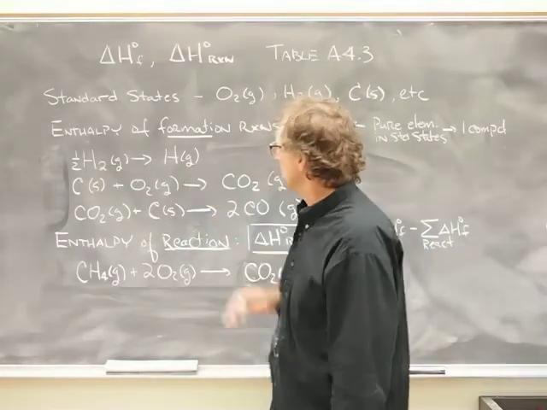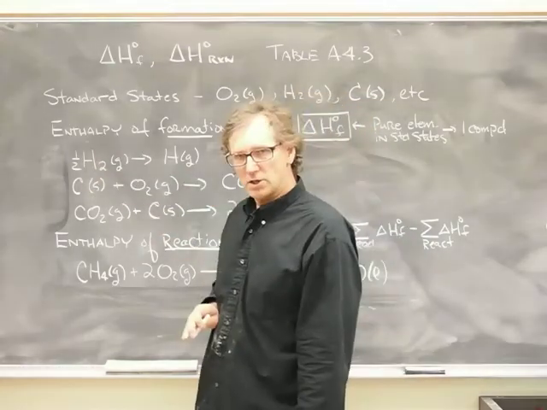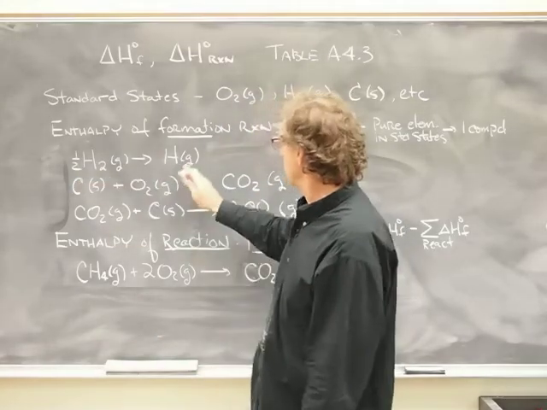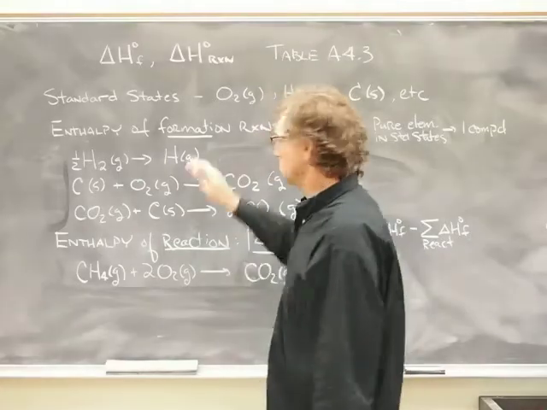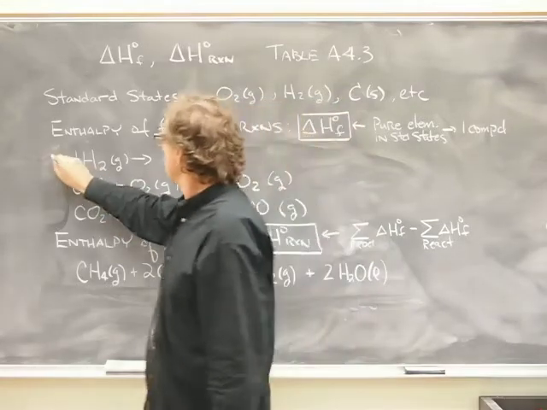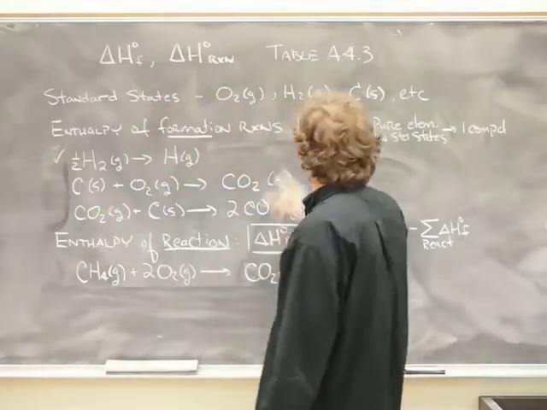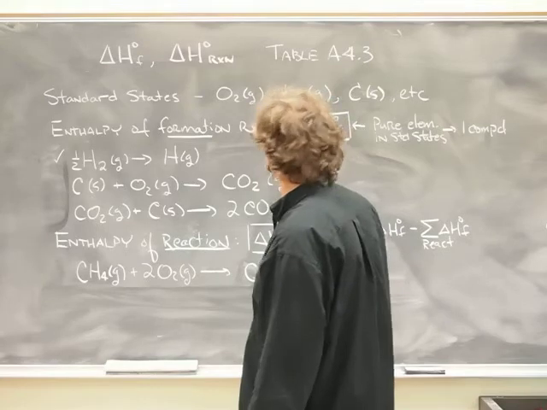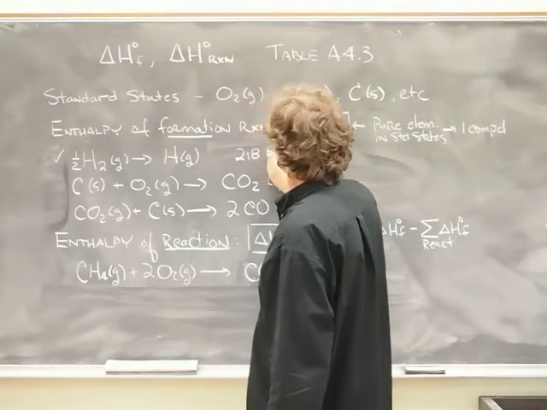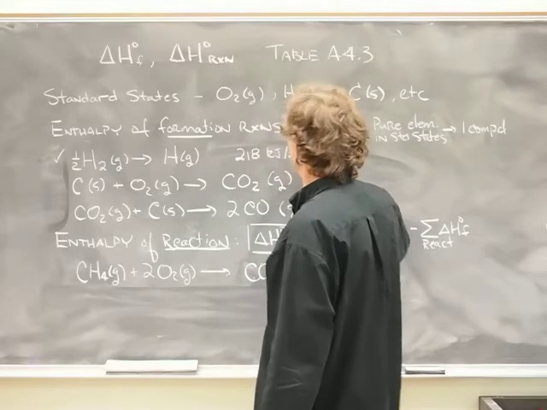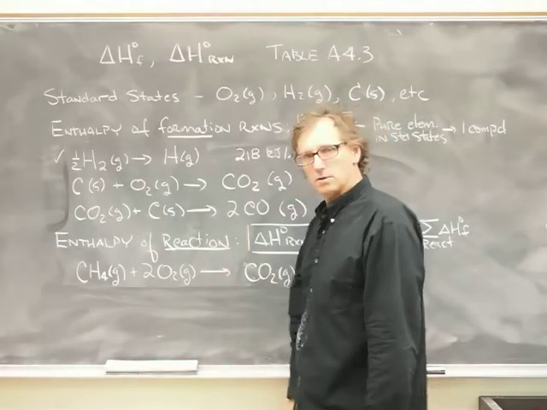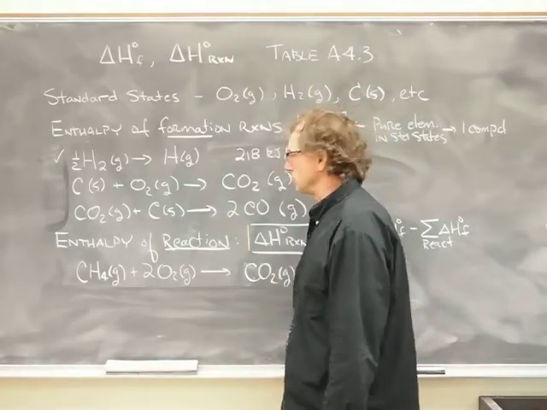How about this first one here? Well, I've got hydrogen, pure H2 in its standard state, on the left. That's good. And on the right, I have just a single substance, H, with a stoichiometric coefficient of 1. That's just implied if you don't write it. So that does qualify. And if you look up table A4.3, you will get the number 218 kilojoules per mole. That is the enthalpy of formation of 1 mole of atomic gaseous hydrogen.